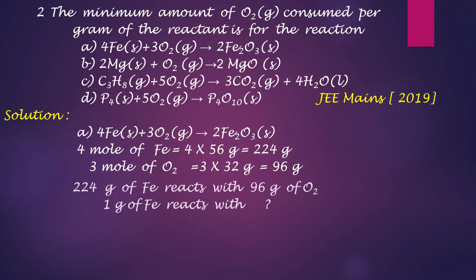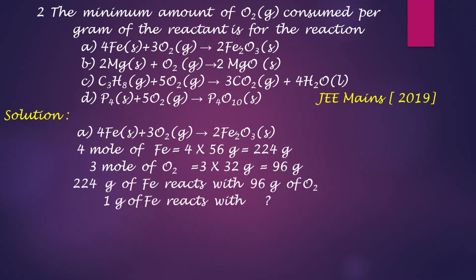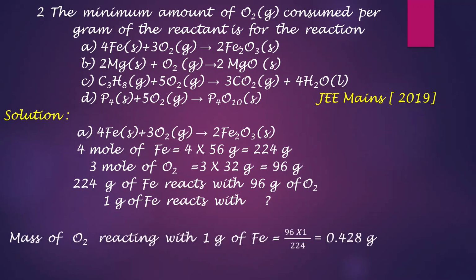Okay. So here 4 mole of Fe react with 3 moles of O2 means 224 gram of Fe reacts with 96 gram of O2. So 1 gram of Fe reacts with how much gram of O2? So mass of O2 reacting with 1 gram of Fe is equal to 96 into 1 divided by 224. That is equal to 0.428 gram. Okay.